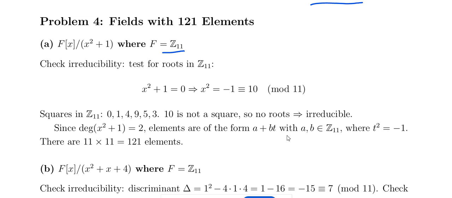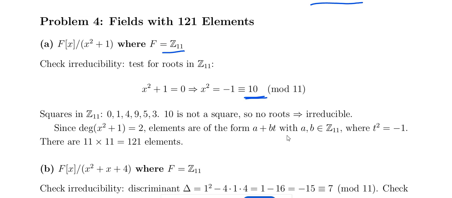So the irreducibility of x square plus 1: x square plus 1 is equal to 0, that is x square equal to minus 1, congruent to minus 1 modulo 11. Minus 1 modulo 11 is equivalent to 10 modulo 11, that is 10 plus 1 is 11, 11 modulo 11. So this is congruent to 10 modulo 11.